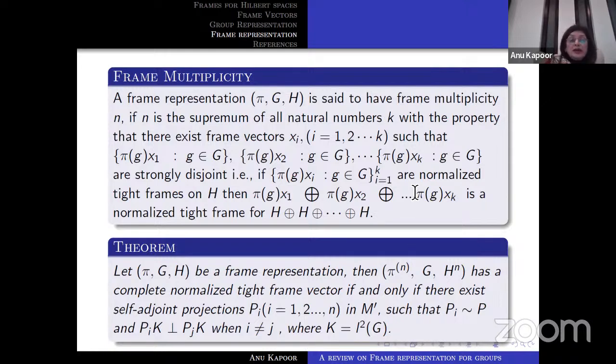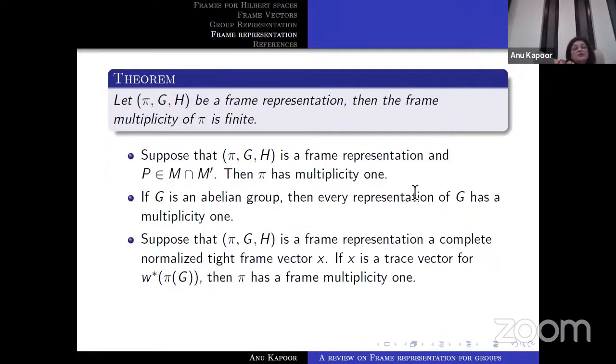Using this, we can prove that the frame multiplicity of the frame representation is always finite. What does that mean? That means there are only finitely many disjoint classes of frame vectors. Equivalent frame vectors will fall into the same equivalence class, and multiplicity of pi being finite means the disjoint equivalence classes of the frame vectors will also be finite.